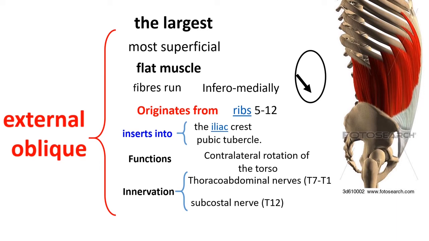And it comes from lower ribs 5 to 12, and that was documented. And it inserts into the iliac crest and pubic tubercle and goes anteriorly to join the other muscles. And when it contracts, the trunk rotates to the other side of the direction of the muscle fibers, and it is innervated by the lower intercostal nerves.